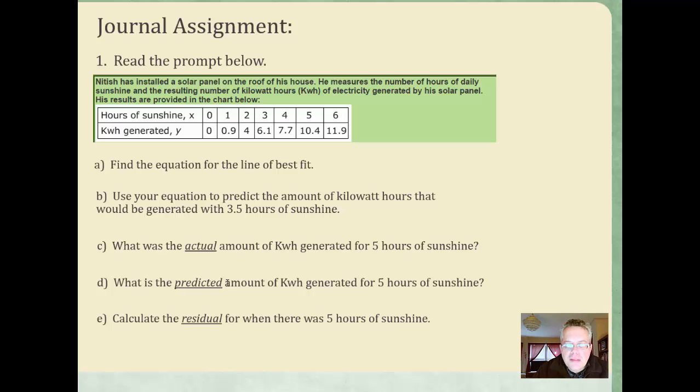It says, what is the predicted amount of kilowatt hours generated for 5 hours of sunshine? You use your equation to find predicted amounts. Then finally it says, calculate the residual for when there was 5 hours of sunshine. You just subtract your answer to C and D.